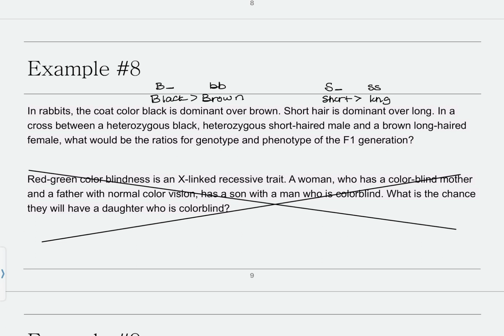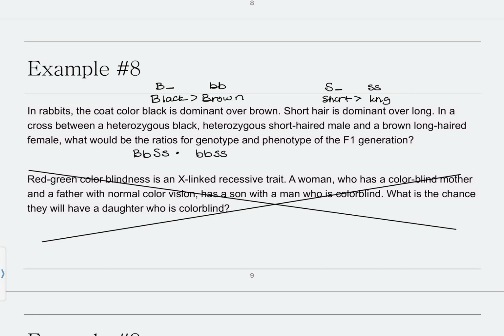All right, let's figure out our parent genotypes. So a cross between a heterozygous black, which means it has a dominant allele and a recessive allele, heterozygous short-haired male, so again another dominant allele and a recessive allele, is crossed with a brown, so two recessive alleles, long-haired, also two recessive alleles, female. Give the genotypes and phenotypes for the F1 generation.